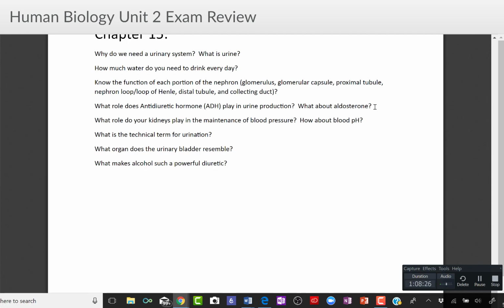All right. What role do your kidneys play in the maintenance of blood pressure? So your kidneys care about blood pressure greatly. They're very sensitive to drops in blood pressure. How you measure kidney function is something called the glomerular filtration rate, how much it's filtering, but filtration is pressure based. So a 20% drop in blood pressure to your kidneys could shut off your kidneys.